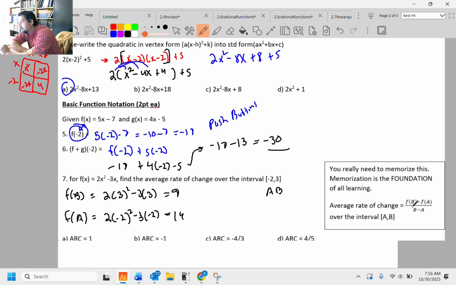So f of b was found to be 9. So it's 9 minus f of a, which was found to be 14. And the bottom is b minus a, which is 3 minus a negative 2. Now, 9 minus 14 is negative 5. 3 minus a negative 2 is positive 5. And a negative over a positive is negative. And 5 over 5 is 1. So the average rate of change is negative 1.